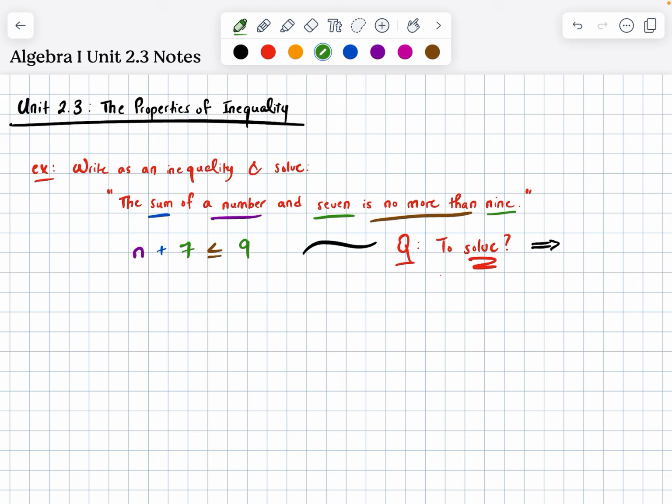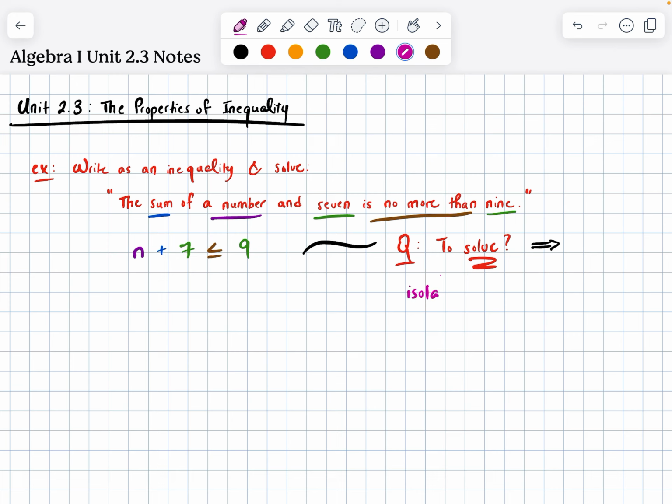Next, I've asked you to think about solving this inequality. And my hint to you, well, if it ain't broke, don't fix it. When we were working with equations, what was the goal of solving? What were we trying to do with our equation? What did we want to make it look like? 5, 4, 3, 2, 1.